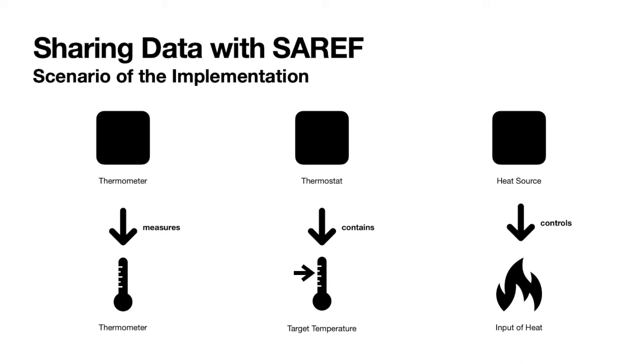The scenario is that we use 3 devices: a thermometer that measures the current temperature of the room, a thermostat that knows the target temperature of the room, and a heat source that controls the input of the heat to a room. The scenario is that we want the thermostat to use the information of the thermometer to decide whether it should send a command to the heat source to turn up the heat.